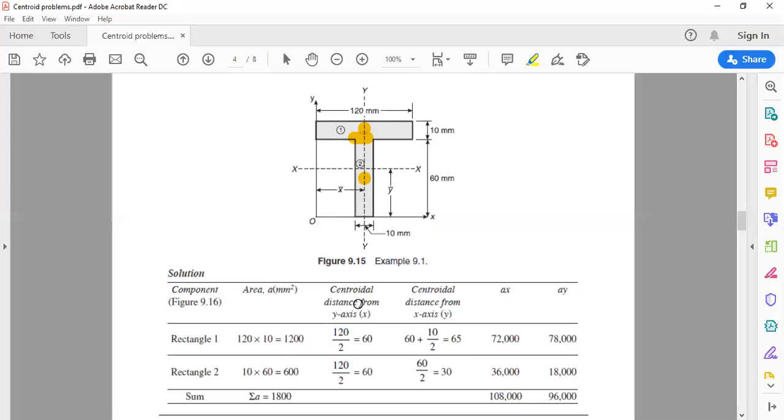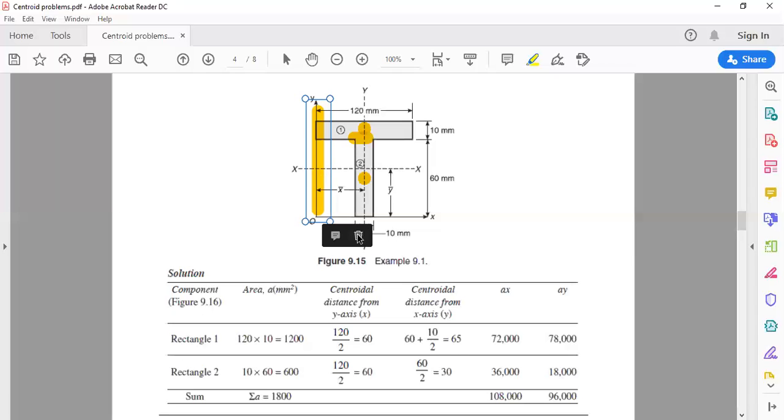Next, I want x bar, which is to be measured from the y-axis. I want the distance of the centroid of the second rectangle from the y-axis, which is b by 2, that is 120 divided by 2. That is the distance between the centroid of the second diagram and the reference y-axis.